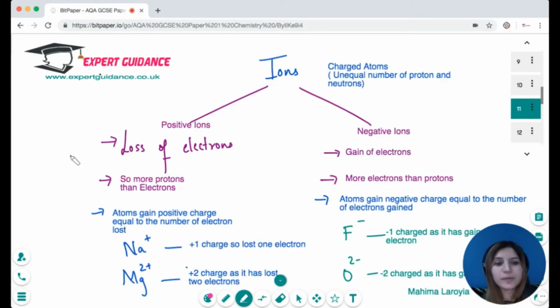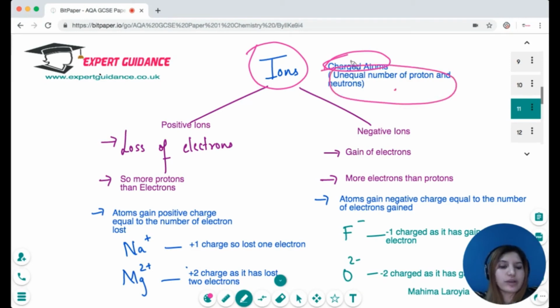Okay, so I hope it is clear to you. Now let us move on to what are ions. Now ions are charged atoms. Charged atom means they have unequal number of protons and electrons. And how does this unequal number of protons and electrons arise? Either by loss of electrons or gain of electron.